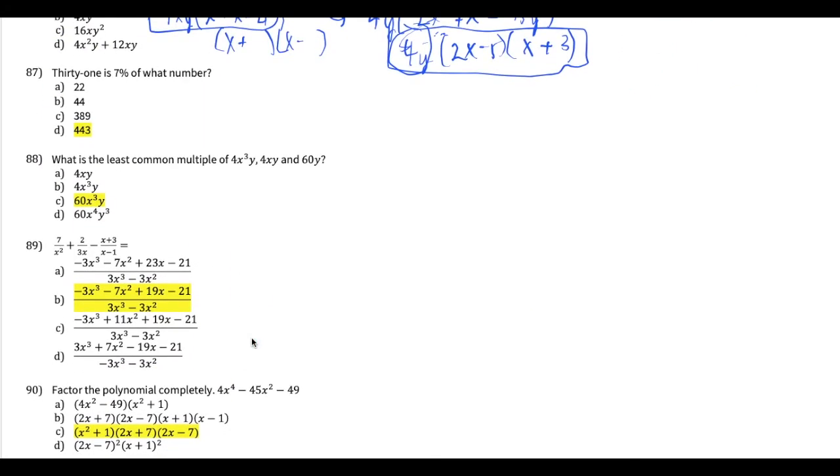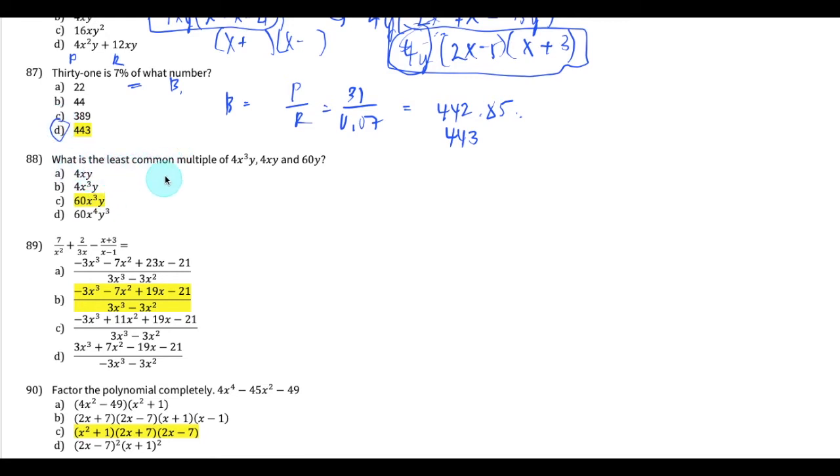Number 87. 31 is 7% of what number? What are we looking for here? Of base, right? Percentage, rate. Base is equal to percentage over rate, or 31 over 7%, which is 0.07. Is equal to 442.85, and so on. So, whole number lang naman. The answer is 443.